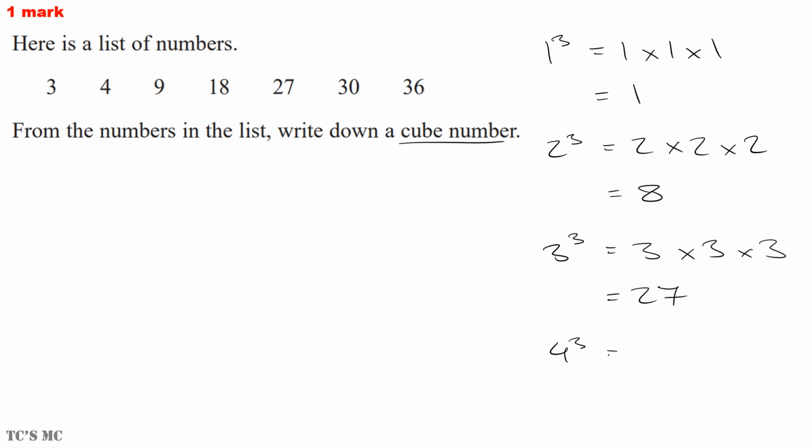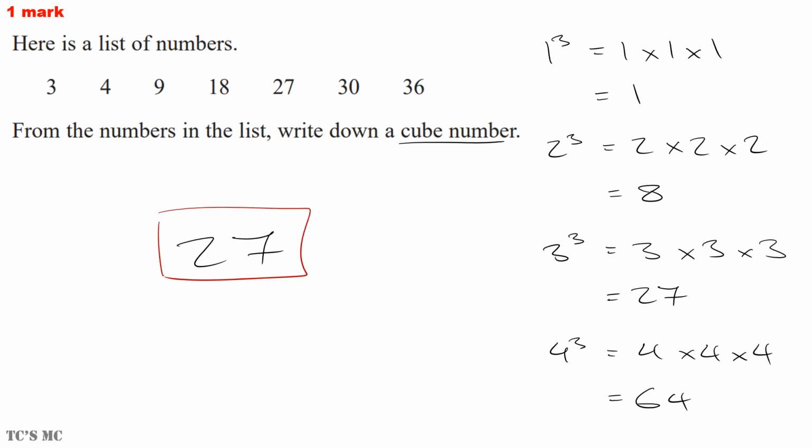4 cubed is 4 multiplied by 4 multiplied by 4, we get 64. I can see that the greatest number here is 36, so there is no need to continue. The only cube number in this list is 27. And for 1 mark, we just need to write 27.